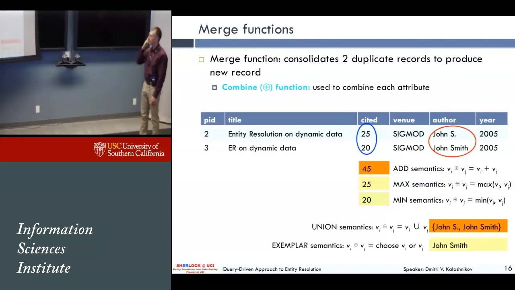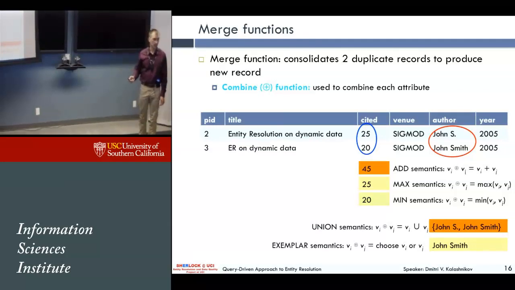And for categorical attributes, people typically use two semantics. One is called union semantics, where you keep everything. So if you're trying to merge two tuples, 2 and 3, they would just keep all representations of authors. So in this case, they would keep John S. or John Smith. Or you can use exemplar semantics, where you pick just some representation according to some rules.